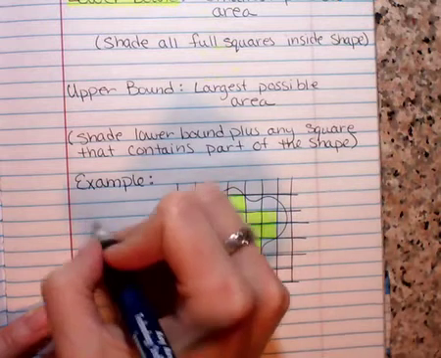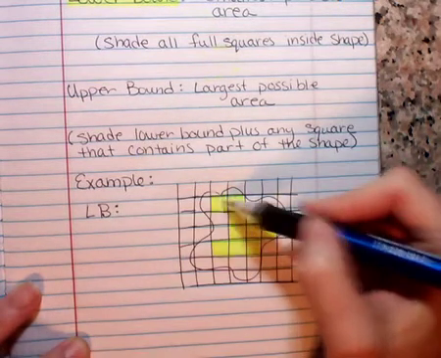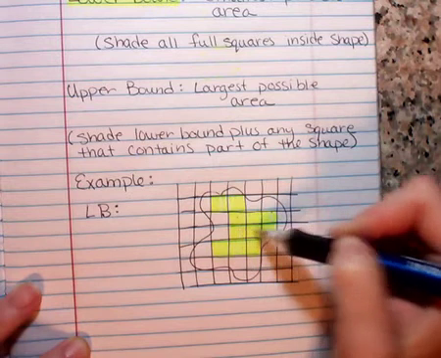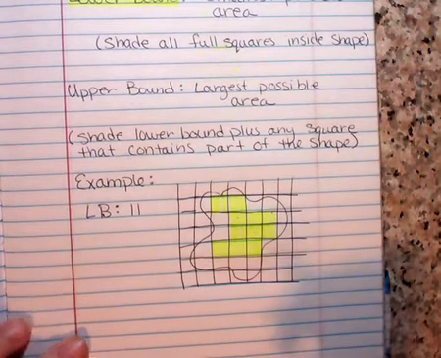So in our example, our lower bound, I have 1, 2, 3, 4, 5, 6, 7, 8, 9, 10, 11. So my lower bound is 11 squares.